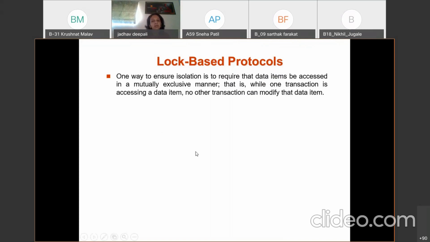Mutual exclusion, I think you studied this word in operating systems, correct? Yes, no, have you studied mutual exclusion in OS?